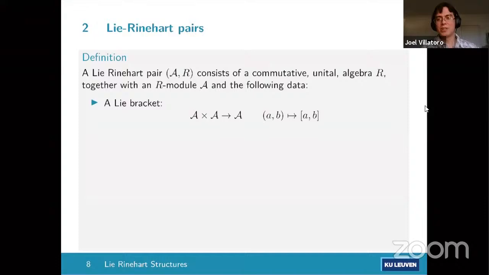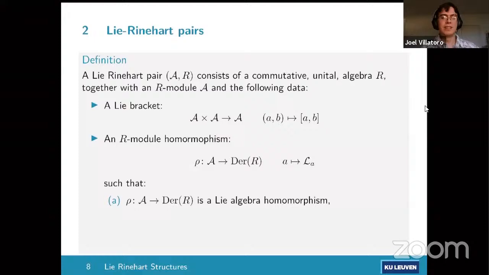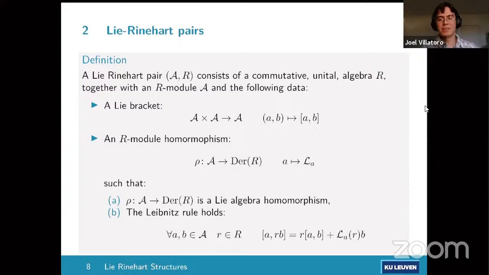And it has to have the following information. It has to have a Lie bracket on A, and it has to have a module homomorphism from A to the derivations. And then these two things have to be compatible. One of the compatibility conditions is that rho has to be a Lie algebra homomorphism. And the other compatibility condition is a Leibniz rule, the exact same formula as for the Lie algebroid.